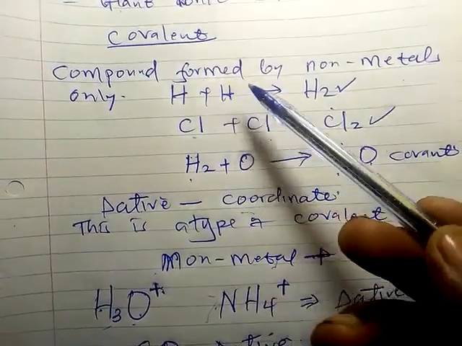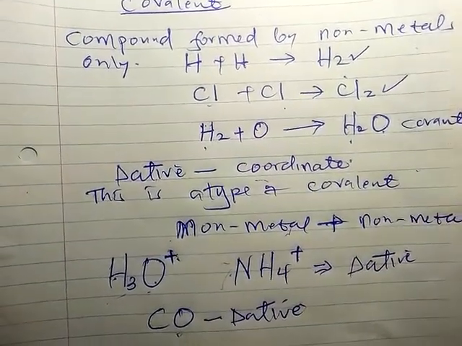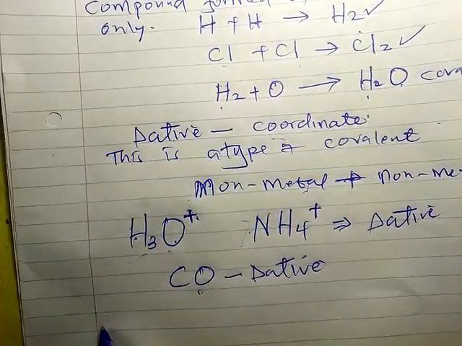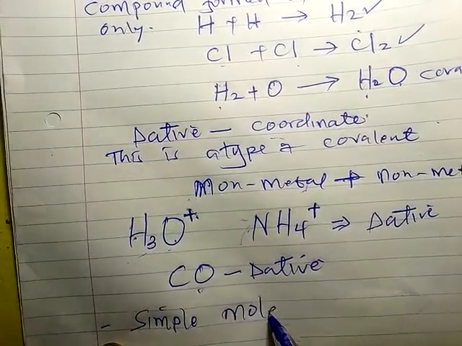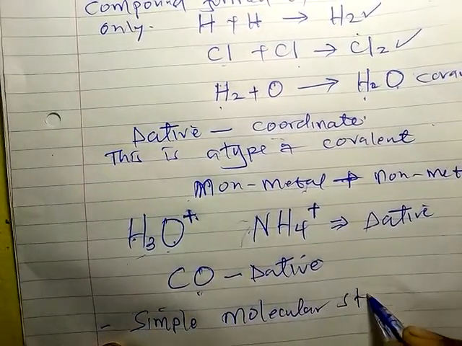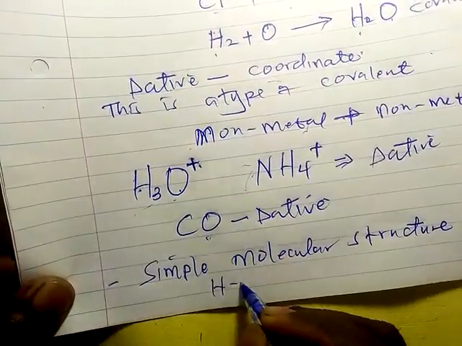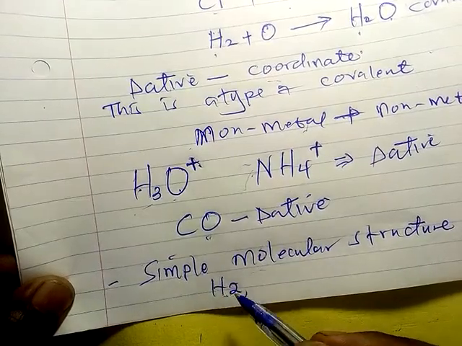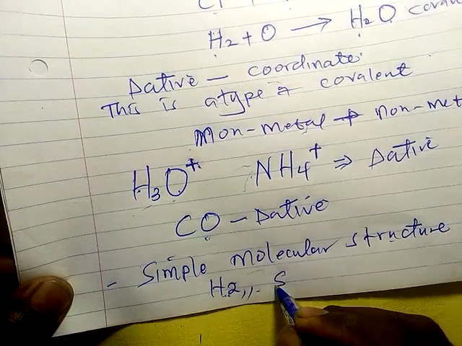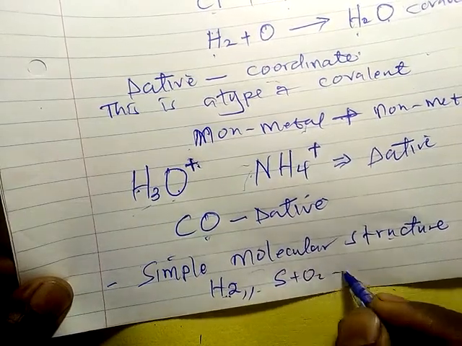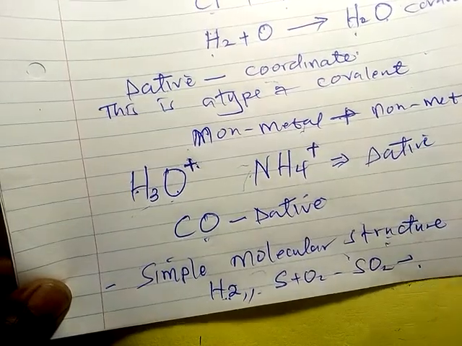Substances or compounds which have covalent bonding form structures. Those structures, we have those that are simple molecular structures. For example, hydrogen will form a simple molecular structure. Sulfur plus oxygen will form SO2. This one we will call simple molecular structures.